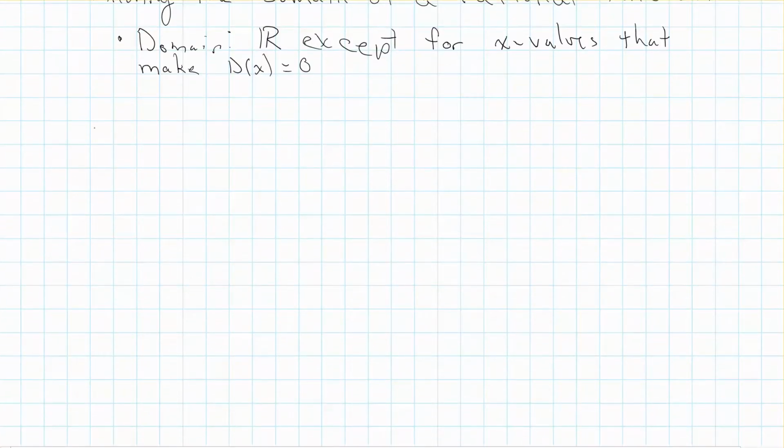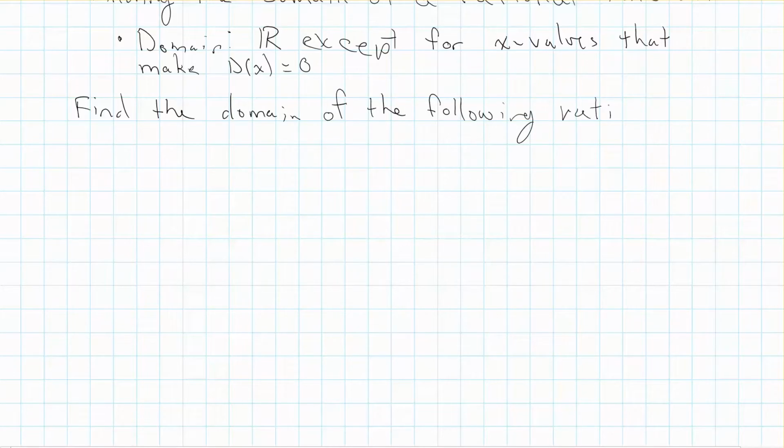So we're going to find the domain of the following functions. And I'll say, to emphasize, these are rational functions. So find the domain of the following rational functions. Let's first start with a relatively straightforward one. f of x is equal to 3x over x minus 1.